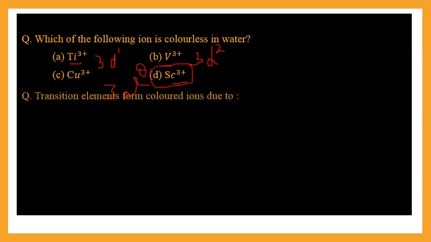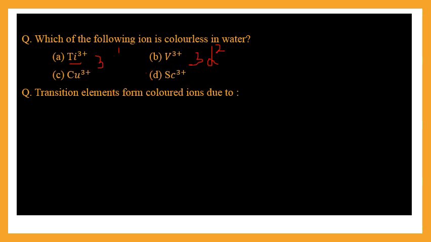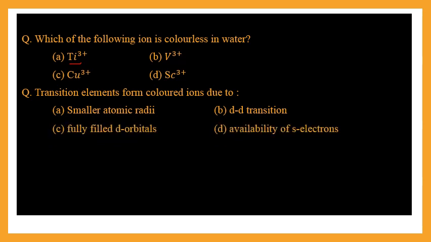Now come to the next question. Transition elements form colored ions due to which reason? Because we know that transition elements have a tendency to form colored ions. The options are smaller atomic radii, dd transition, fully filled d orbitals, and availability of s electrons. So the correct option is dd transition. When an electron jumps in the d orbitals, then they show the color.